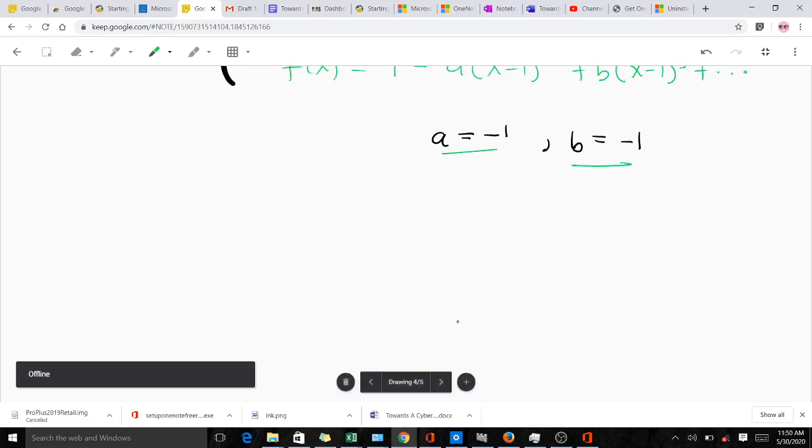So you can try to find the Taylor series of ln x about the point x equals 2 to help you understand the Taylor series very well.